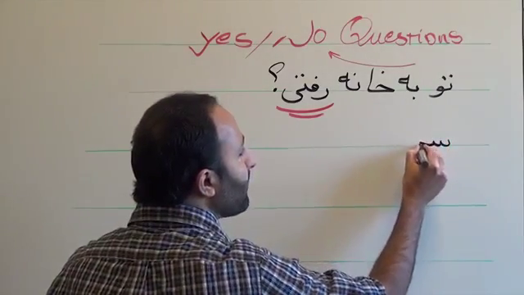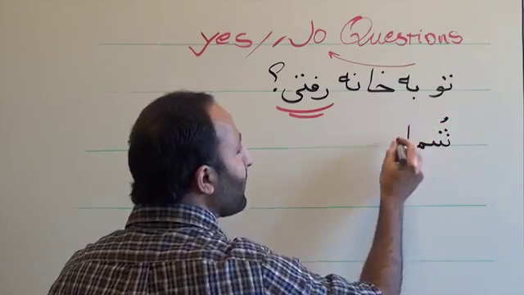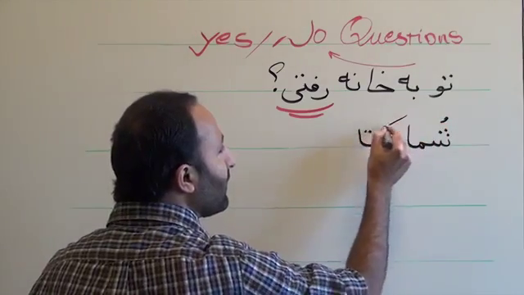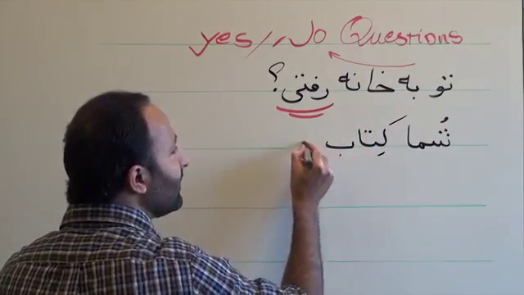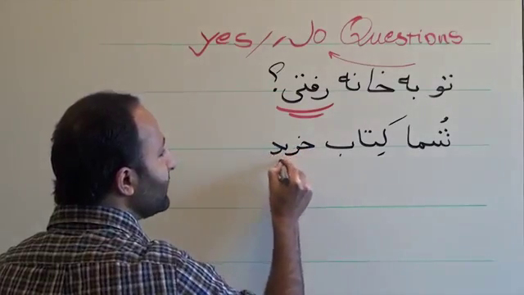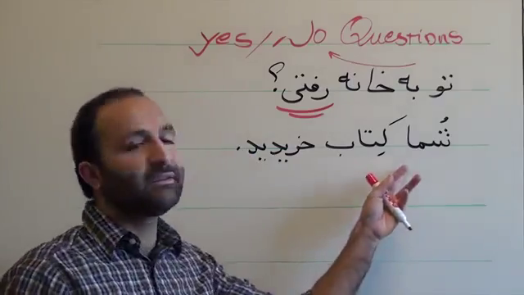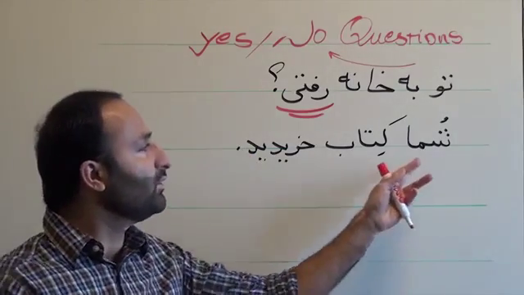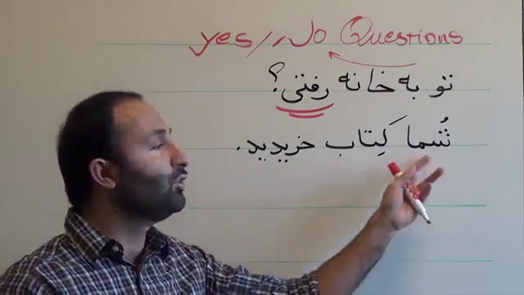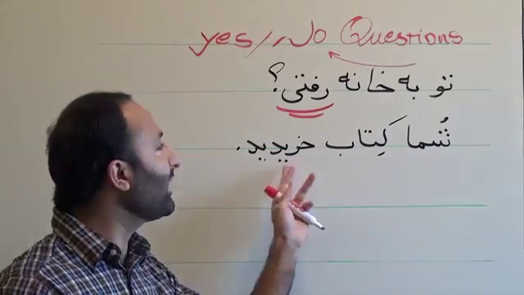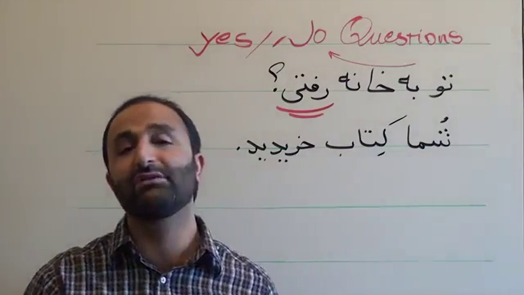شما کتاب خریدید. This is a statement. You bought a book. You, plural. شما کتاب خریدید. So the intonation is falling.